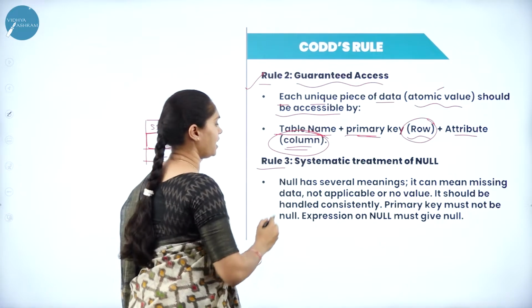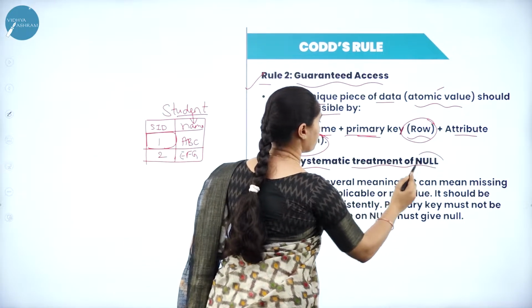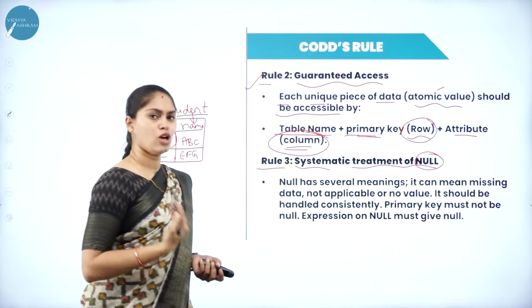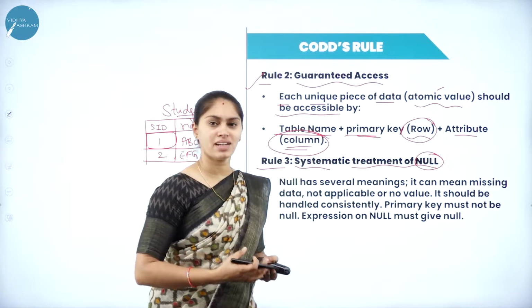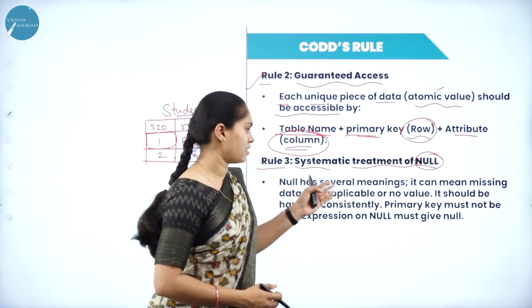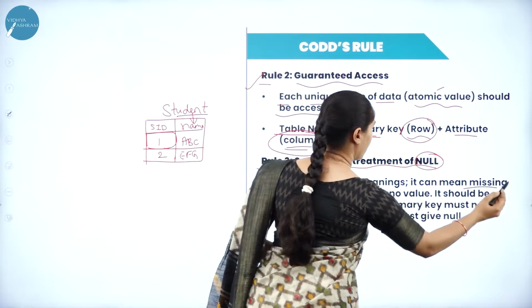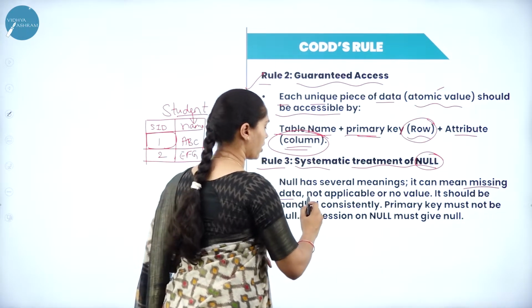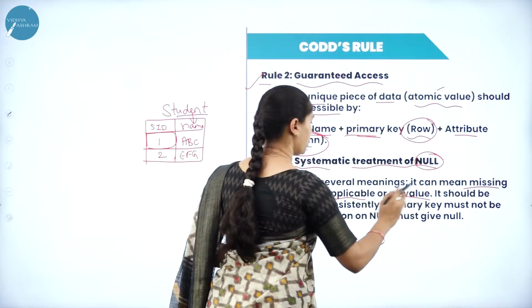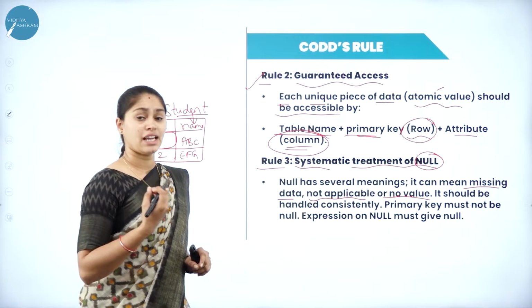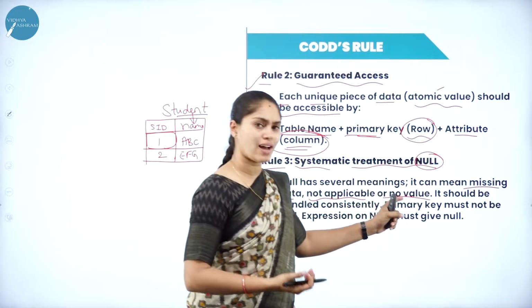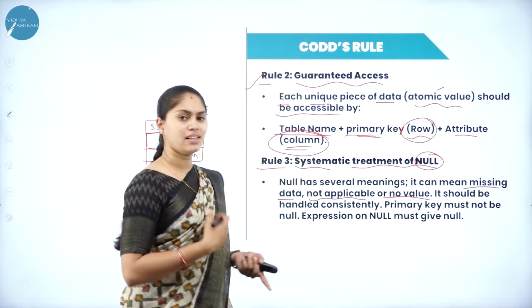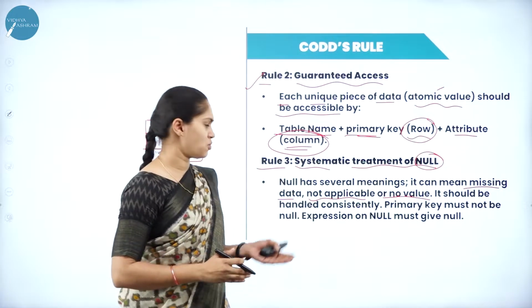We'll see rule 3, that is systematic treatment of null. If I say null, what comes to your mind? Somehow it is 0. But we have several meanings for null. Null could be meaningless data, or missing data, or not applicable data, or no value. So there are 3 possibilities for null.